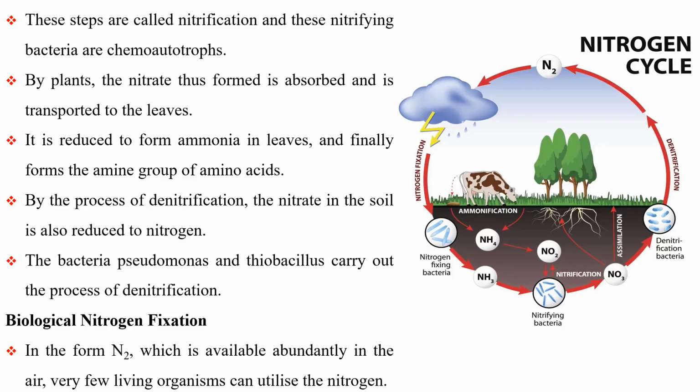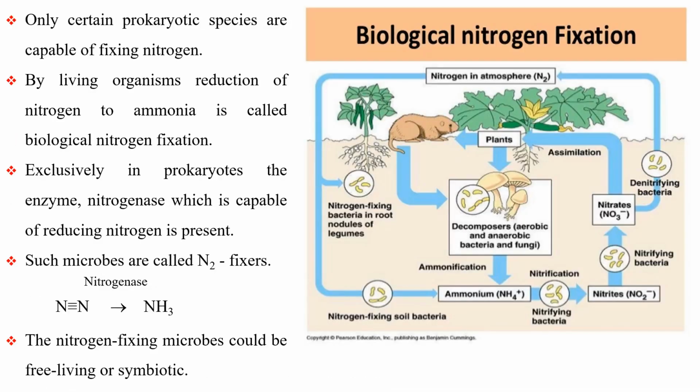Biological nitrogen fixation. Nitrogen is available abundantly in the air, but very few living organisms can utilize it. Only certain prokaryotic species are capable of fixing nitrogen. The reduction of nitrogen to ammonia by living organisms is called biological nitrogen fixation. The enzyme nitrogenase, which is capable of reducing nitrogen, is present exclusively in prokaryotes. Such microbes are called nitrogen fixers.